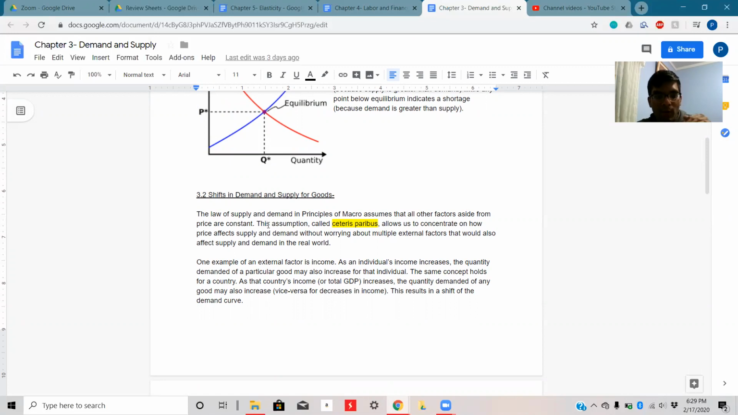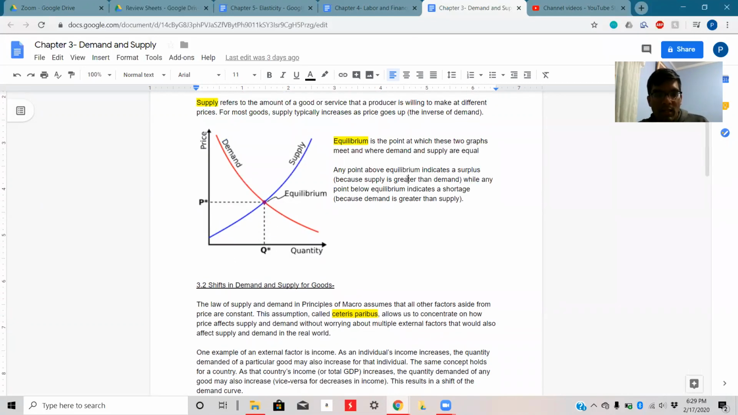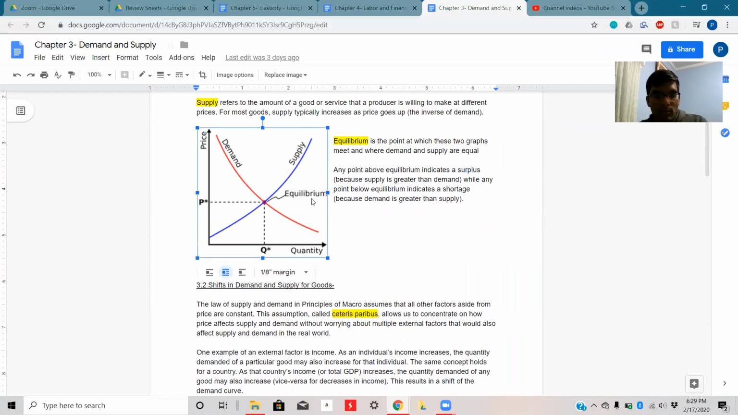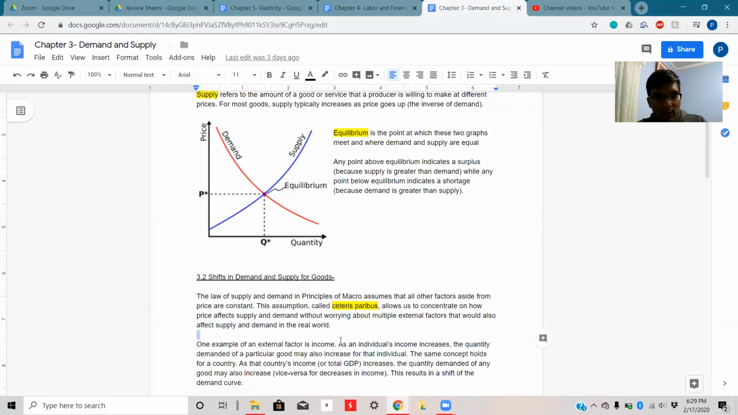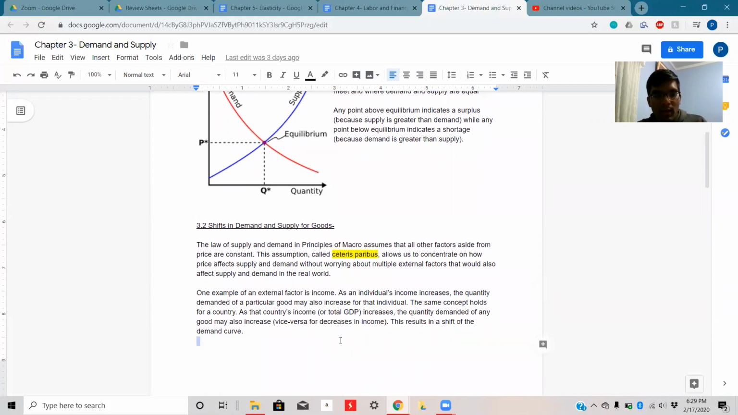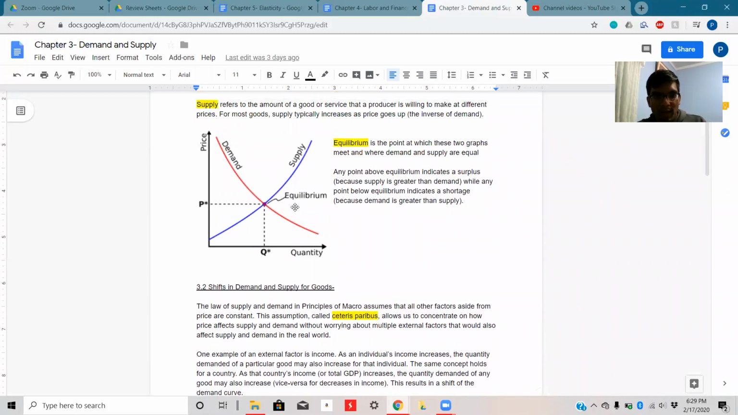Shifts in demand and supply will come later in the semester, or if you go on to macroeconomics 102, or the intermediate level, whatever it's called at City College. You're going to see supply and demand curves shifting to the left or to the right, depending on what happens with different factors in the economy. Different factors cause shifts in both supply and demand.